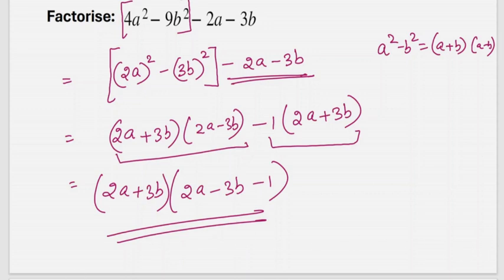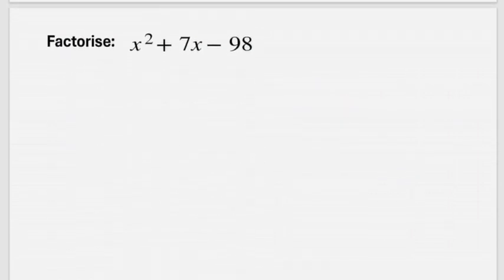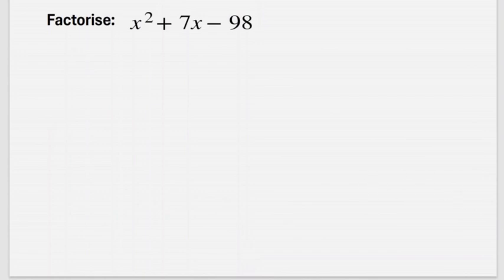Okay. Next question. x square plus 7x minus 98. So clearly you can see we have to solve this question by splitting the middle term. So just split this middle term in such a way that the product is minus 98 and the sum is plus 7. So if you prime factorize 98, what you will get?